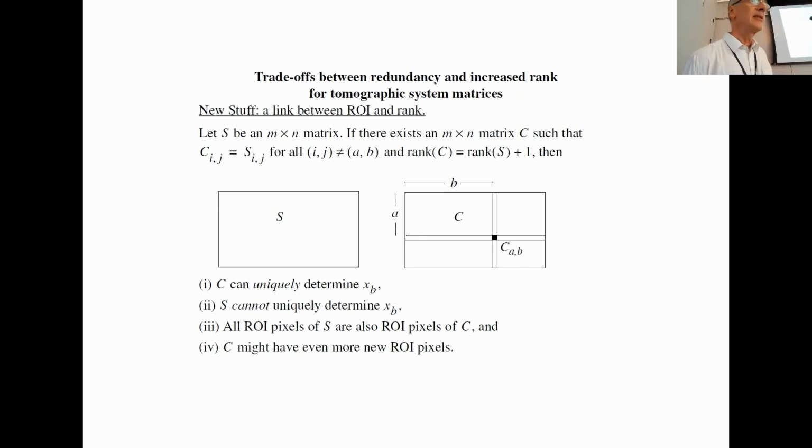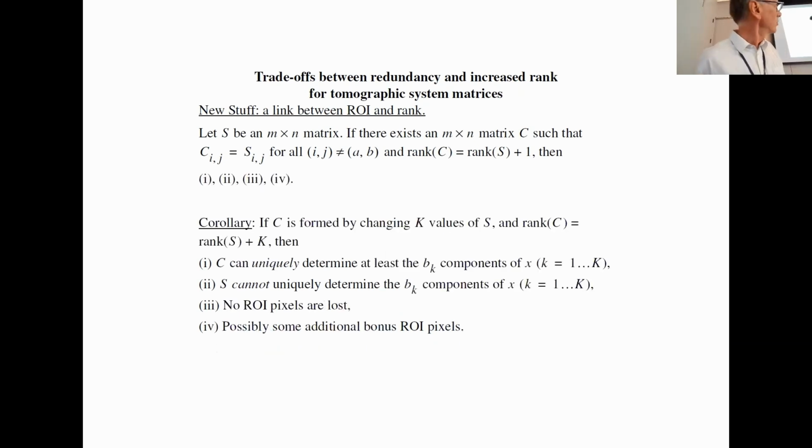And the last thing is that, if you're lucky, you might get another one for free. So you don't necessarily only get one. You certainly at least get one new pixel, and you might even get more. Okay, so that's the little theorem. And now we're going to play with that just to emphasize. We'll do, oh, sorry, yes, the corollary.